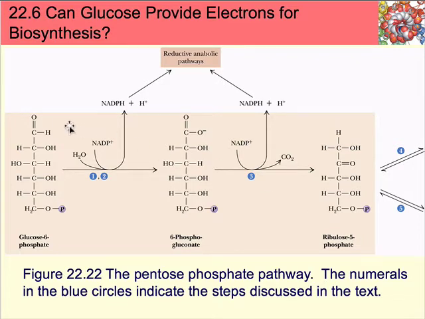Here the aldehyde is converted to an acid, and in the next step, another oxidation occurs with release of CO2. In both cases, the coenzyme required for the process is NADP+, and NADPH is the result. And NADPH electrons can be used for reductive anabolic processes. This is where most of the electrons for anabolic biosynthesis come from. And notice over here that steps 4 and 5 go on, as shown in the next slide.